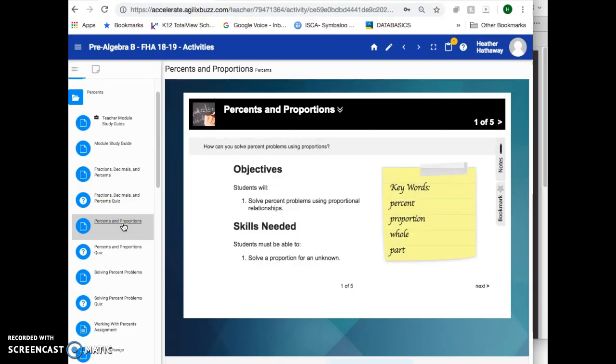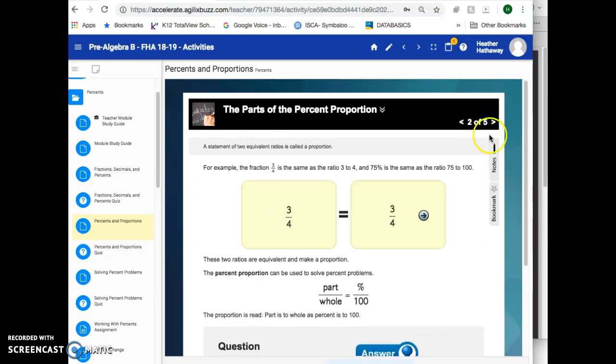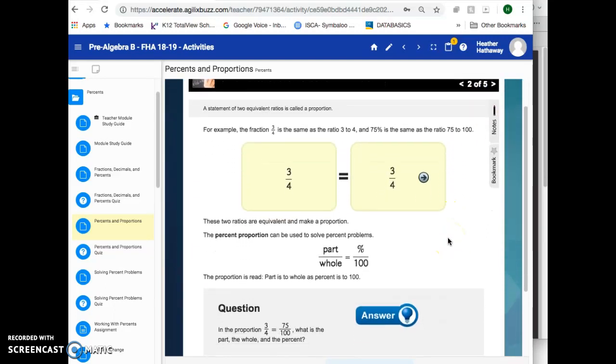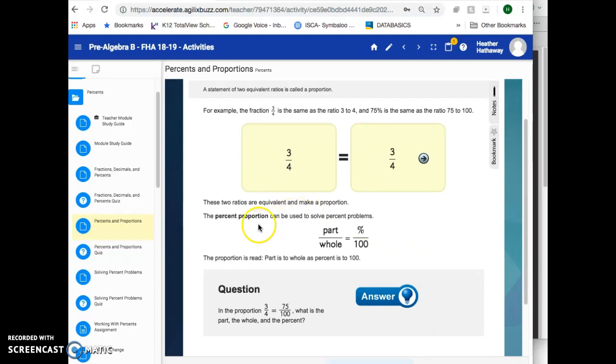And this is where I want you to really start paying attention, because this right here is part of this assignment, working with percents assignment. So you're going to get a lot of the information in order to complete this first assignment, which I know is a little difficult, from this lesson. So it's so important that you're taking notes. So you should be taking notes on this section as well. Okay? So now it's telling you percent, proportion.